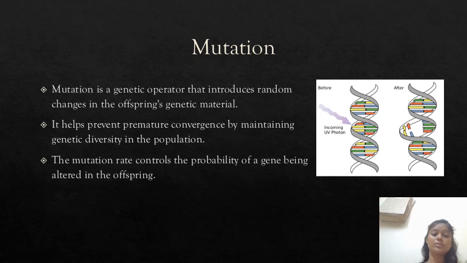Then mutation. Mutation is a genetic operator that introduces random changes in the offspring's genetic material. It helps prevent premature convergence by maintaining genetic diversity in the population. The mutation rate controls the probability of a gene being altered in the offspring.